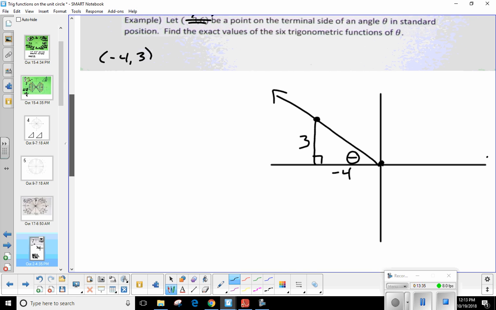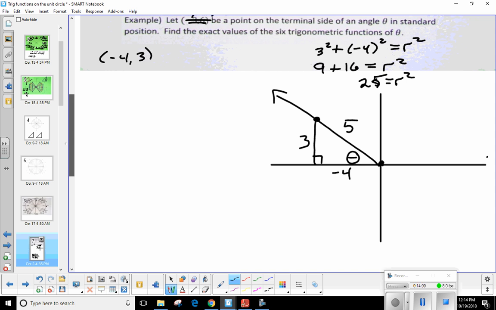Yeah, Pythagorean theorem. So let's say that r is my radius, 3 squared. And if you know your triples, yeah, that's exactly right. -4 squared is equal to r squared. So that would be 9 plus 16 is equal to r squared. 25 is equal to r squared. So r equals 5. Okay.